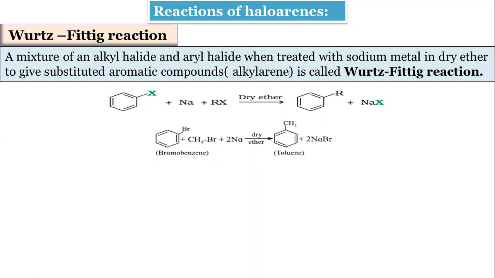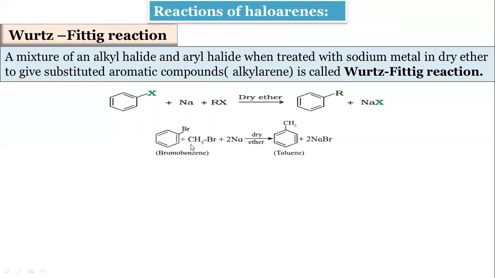They will give bromobenzene and 2 Na. We have to add CH3Br, or you can add CH3Cl, or CH3I, any halogen you can take here except fluorine. So this is a very interesting reaction, the Wurtz-Fittig reaction. The only difference is that one alkyl halide and one aryl halide are used, and the reaction conditions are the same as the Wurtz reaction. Sodium metal is there, dry ether is also there.